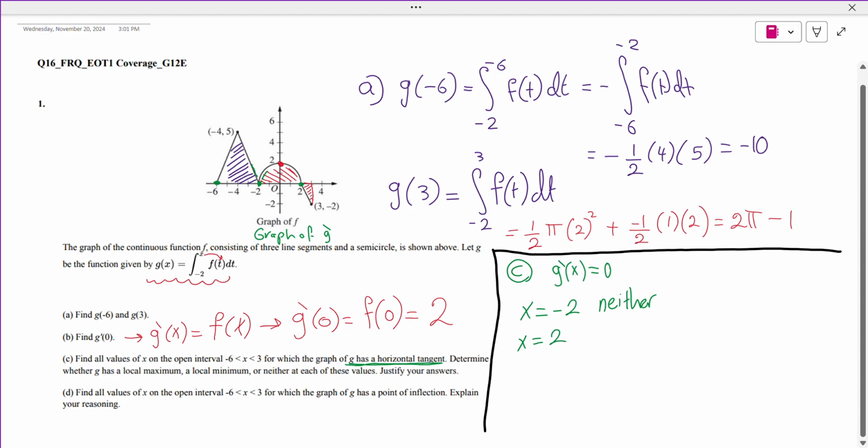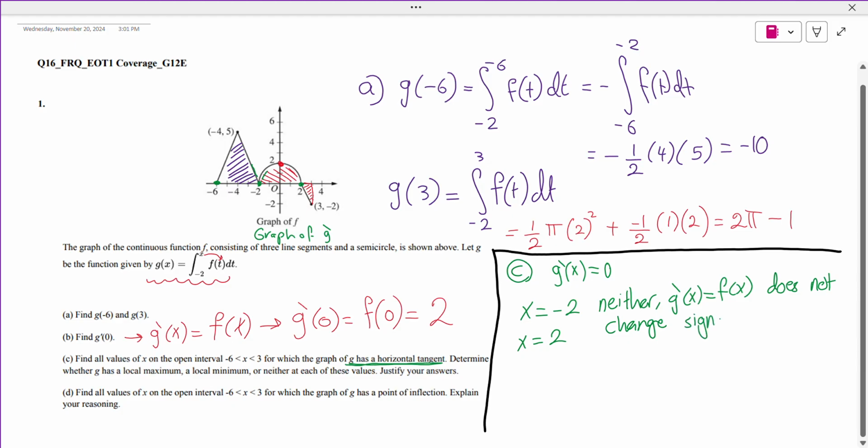Why do we say neither? Because g prime of x, which is the same as f of x, does not change sign.